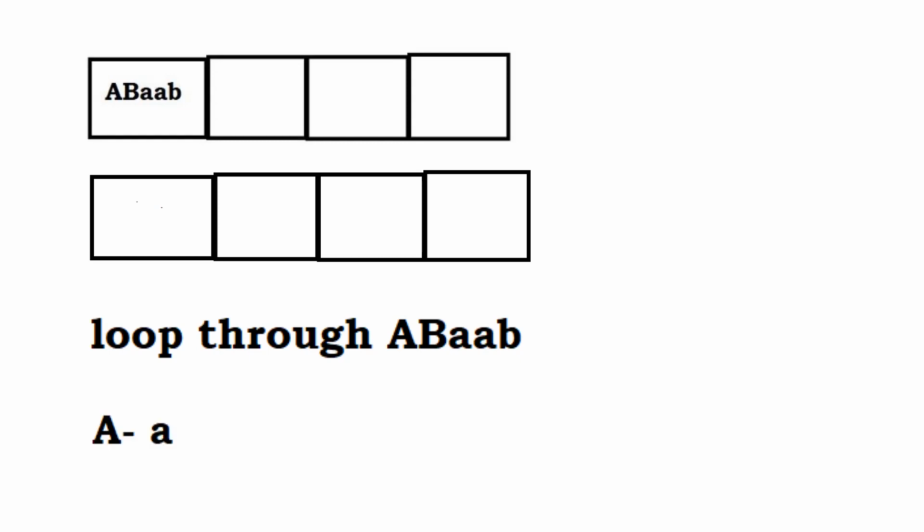The first character is A and it has the corresponding lowercase a in the string. The next character is B and we have the corresponding lowercase b. Third character is lowercase a, we have the corresponding uppercase A. Fourth character is lowercase a, we have the corresponding uppercase A. And for the fifth character B, we have the corresponding lowercase b.